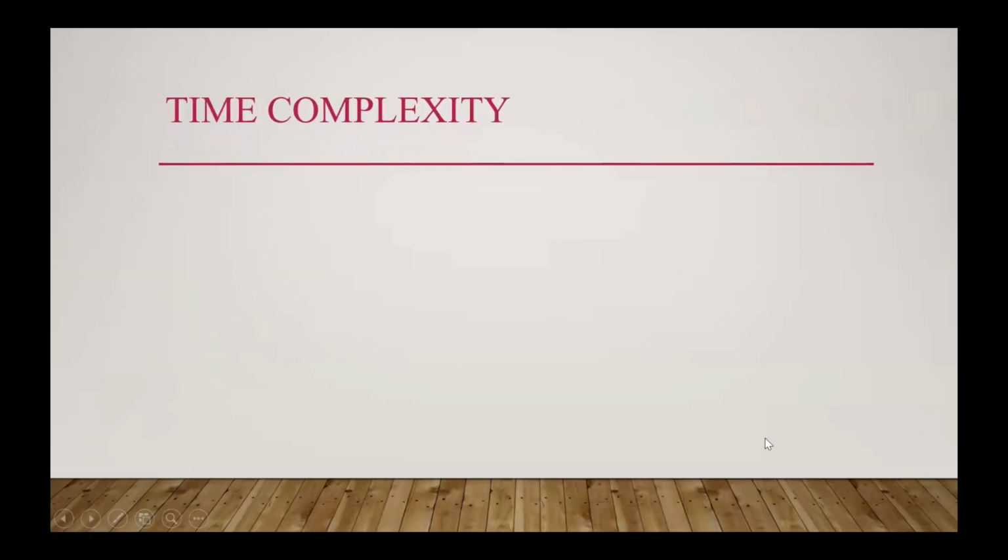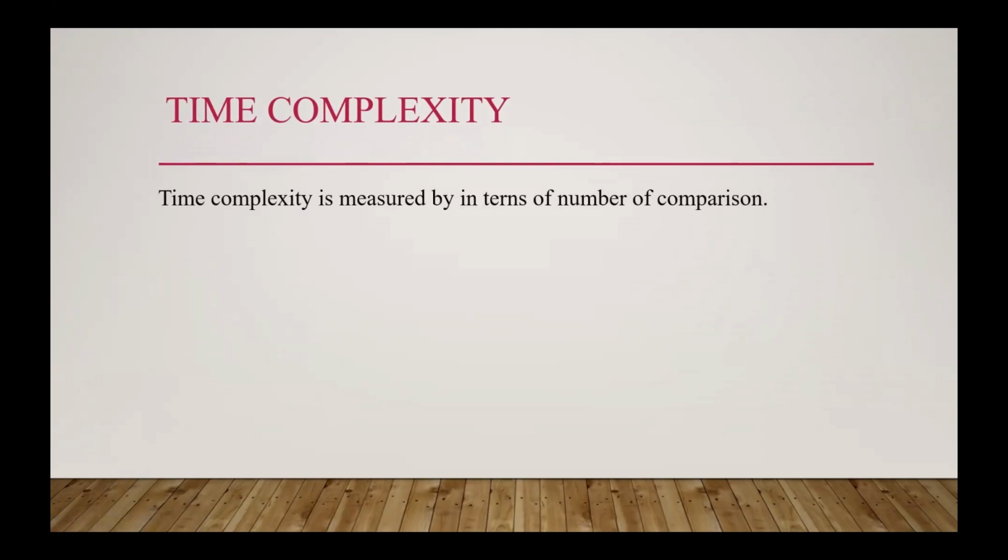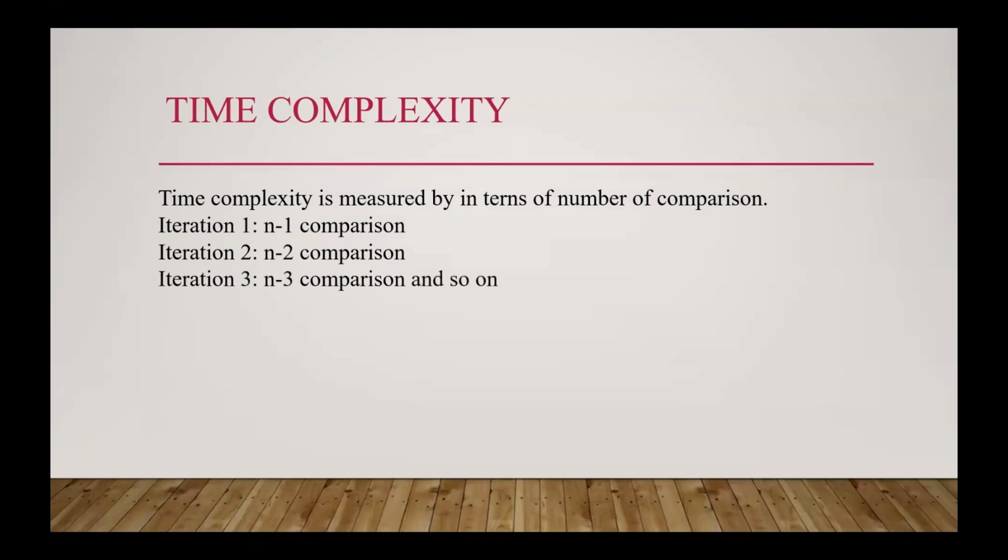So let's understand the time complexity of selection sort. The time complexity is generally measured in terms of the number of comparisons. For the first iteration, we have to make n minus 1 comparisons to find the minimum value. For the second iteration, we compare n minus 2 to find the second minimum value. For the third iteration, n minus 3 to find the third smallest value. So on we have to compare.